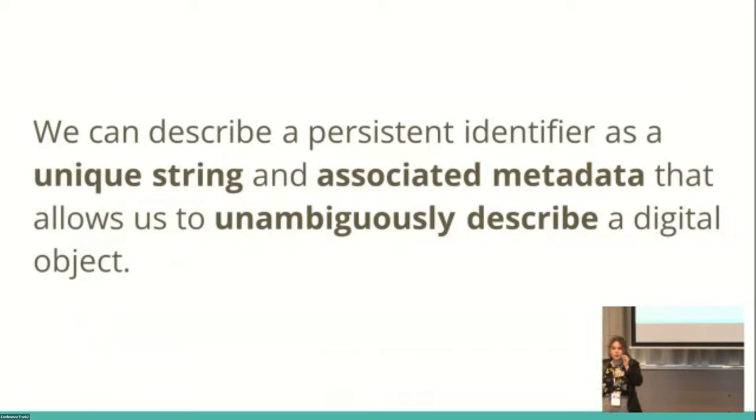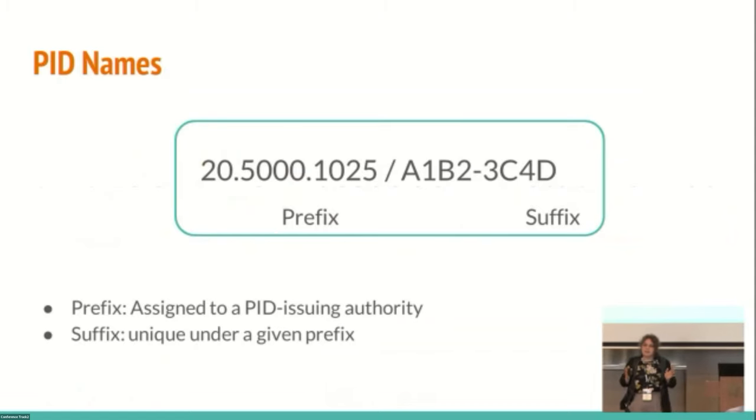So a persistent identifier, or PID if you're trying to save time, can be described as a unique string or name and associated metadata that allows us to unambiguously describe an object. So let's talk a bit about what that means and how it works. First, I'm going to talk about the name structure. Names, or the unique string, allow us to uniquely identify a digital object. This is an example of a handle name, which has a prefix and a suffix. Handles are a type of persistent identifier that we are implementing in DISSCo. The prefix here is typically assigned to an institution or other PID issuing authority. And the suffix is unique underneath that prefix and identifies a specific record.